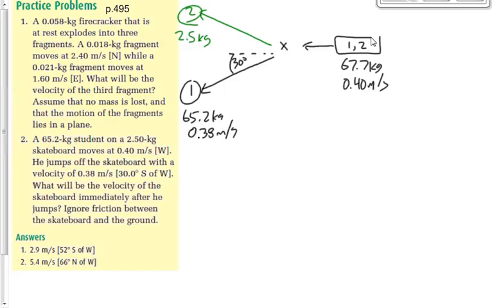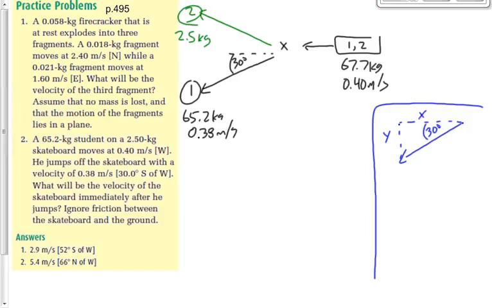And let's redraw that. Just the funny angle. Here's the x component, here's the y component, here's the angle, 30 degrees, and its length is 0.38 meters per second. What I want to do is kill that 0.38 meters per second. Be done with it so that I never have to see it again, never have to use it again.